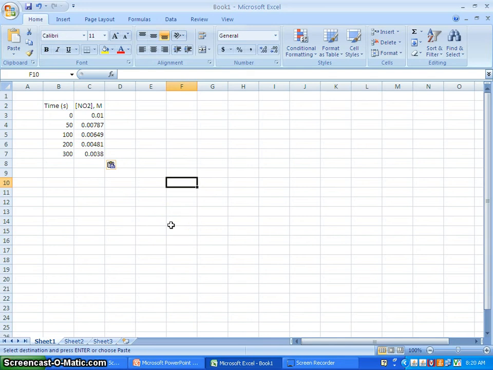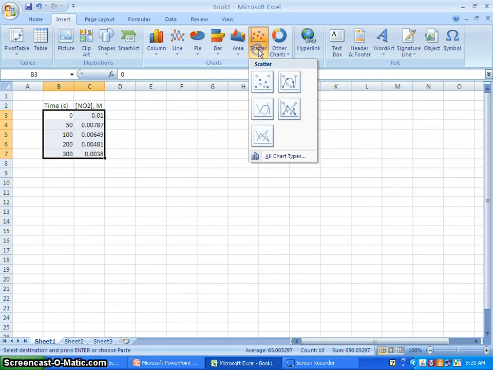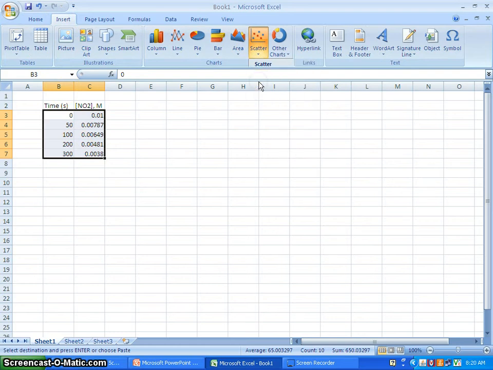Okay, today we're going to look at some data to examine how to determine if a reaction is first or second order. Now, the first thing you need to do is, here's some data, time versus concentration. And the very first thing we're going to do is graph our time versus our concentration. So I'm going to highlight that information, go to Insert, Scatter Plot, click on Scatter Plot.